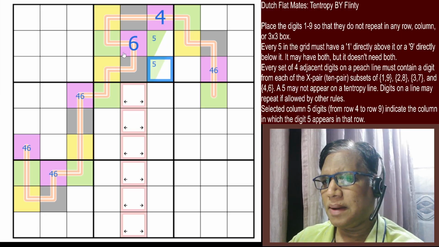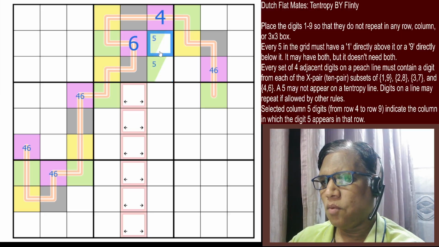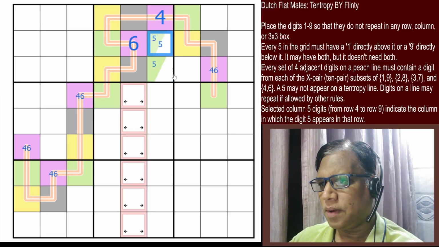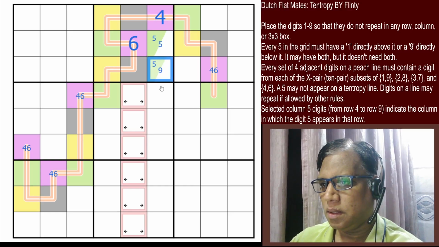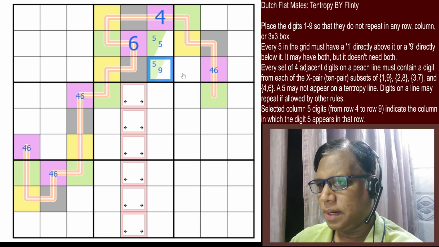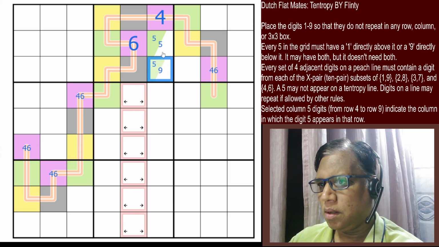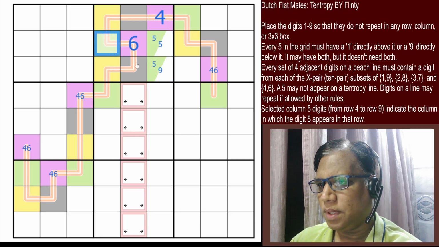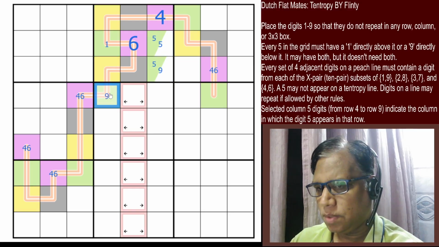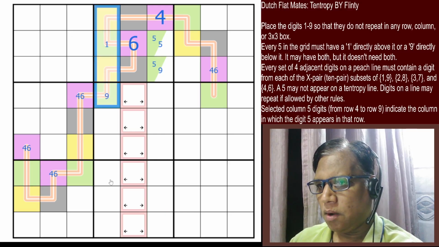Wait, that is difficult. So what I am saying is that, let's say that's 5. Now, that is not 1 possible, because that's already 4. That means that has to be 9. That has to be green now, because there is only 1 green remaining there. 1 green already. That means this has to be 1 then, this must be 1, and this must be 9.